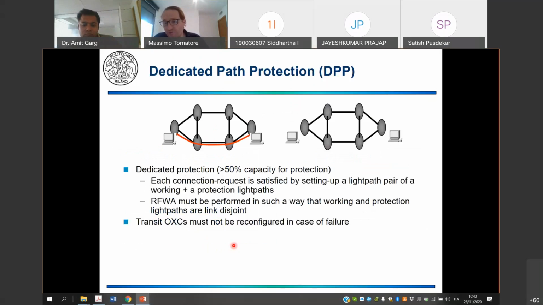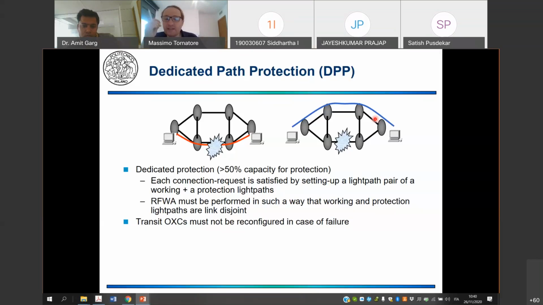The most obvious way of providing protection in an optical network is dedicated path protection. Dedicated path protection means that instead of providing, as I show in this example, one path between the source and the destination, you provide 2 paths. Okay? So instead of providing only the red path, you provide also the blue path. Obviously, the primary path and the secondary path must be, as people say, link disjoint. So they should not share any link. Otherwise, if there is a failure on a link which is common, both the paths will go down, right?